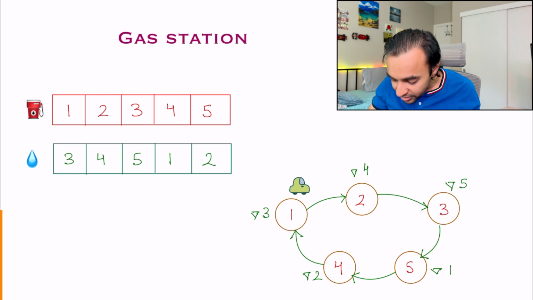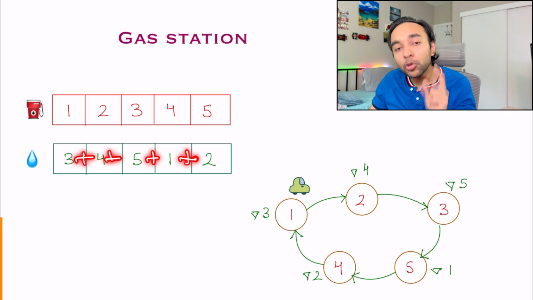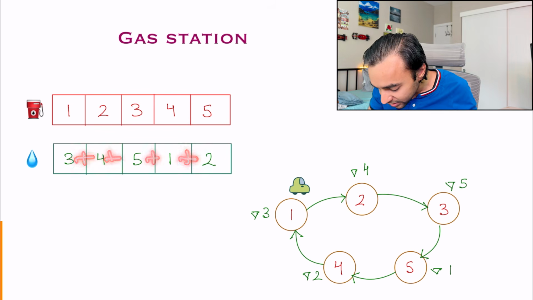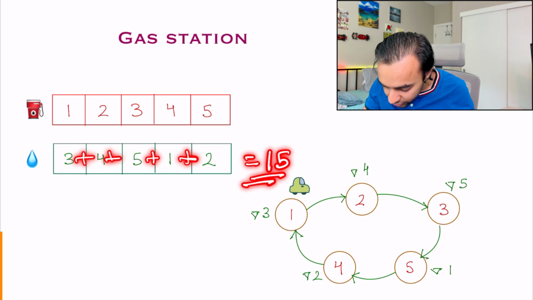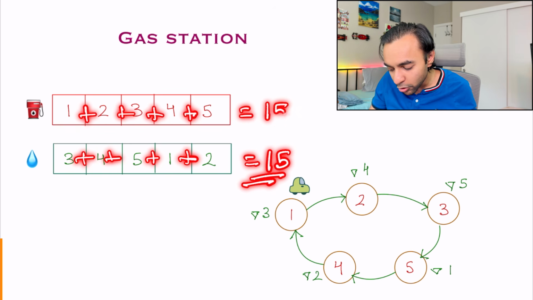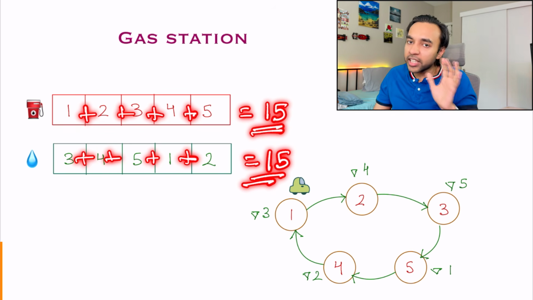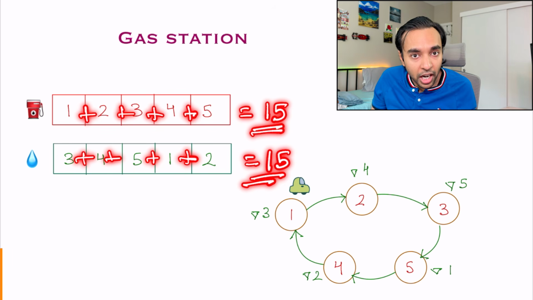So the first step is to add up all of these numbers and check out the total gas required. This sum turns out to be 15. And you need to check, are 15 units of gas available? So you add up the total gas also, and this number also turns out to be 15. So one thing is for sure, this trip is possible. But where do you start?